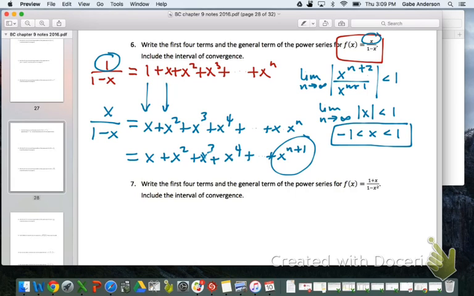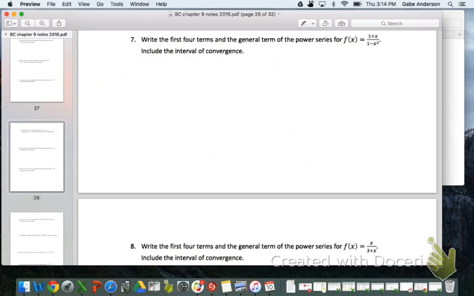All right, let's take a minute and look at number 7. All right, so for number 7, you're going to find is kind of a combination of strategies. We are asked to find the first 4 terms and the general term for a power series for this function right here. So once again, we are going to try to use a known series to help us write the terms for a new series. So again, take a minute and think about what you might use to help us write a series for this function.